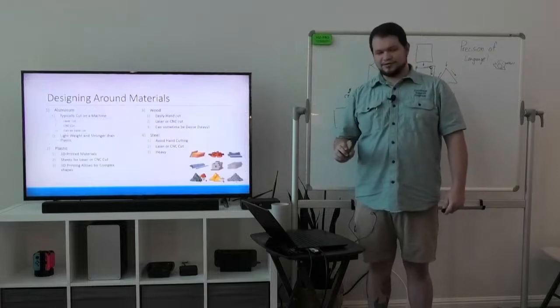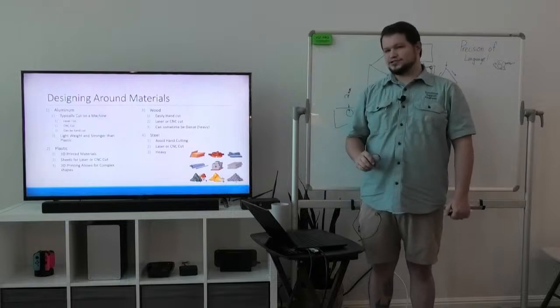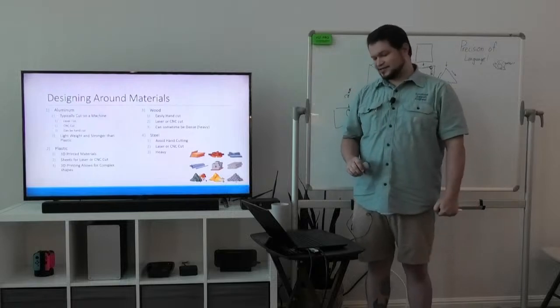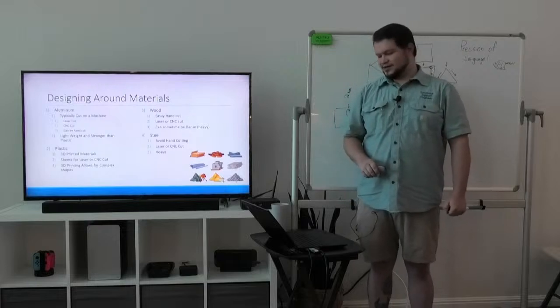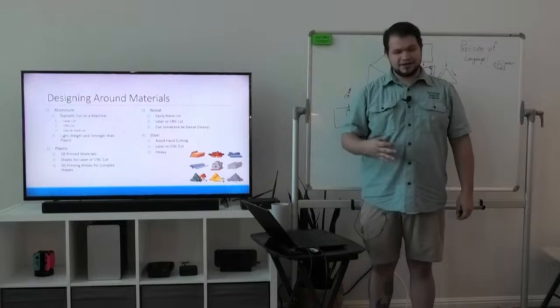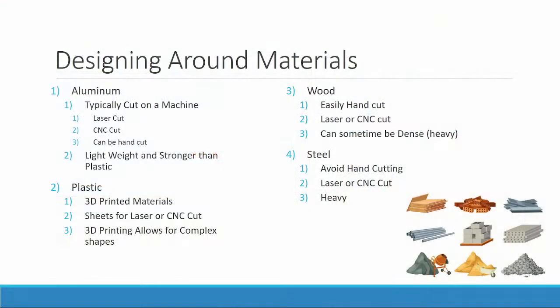Designing around materials. We could have an entire class just on materials with how many different types of plastics there are. So I've tried to condense it to what's relevant. With aluminum, typically you're going to cut on a machine. You can cut it by hand, you can modify it by hand, which is generally better, but you will generally cut it on either a CNC machine or a laser cutter. It is lightweight, and it is stronger than plastic. You'll find a lot of aluminum being used. All of your U channels are typically aluminum.